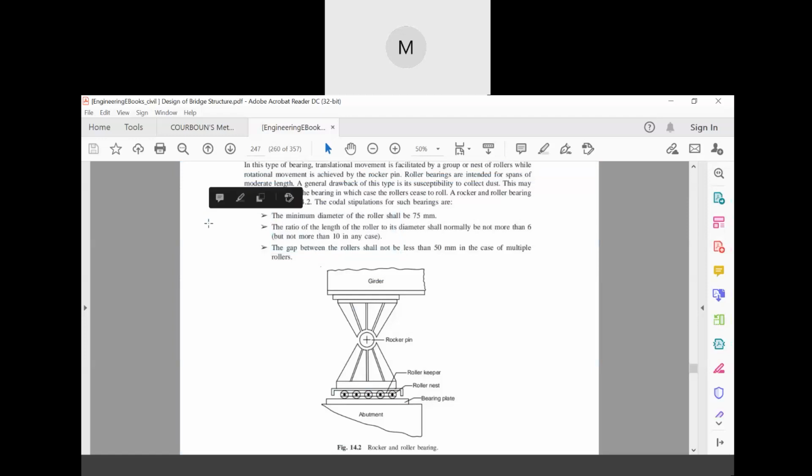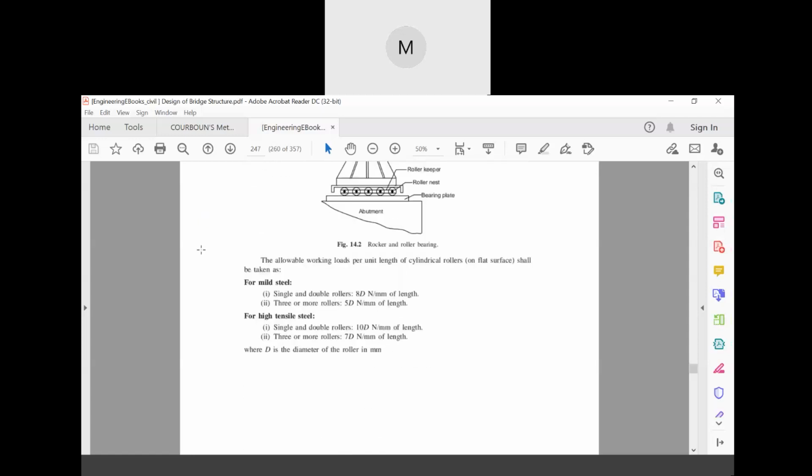The minimum diameter of the rocker or the roller shall be 75 mm. The ratio of length of roller to its diameter shall normally not be more than 6, but not more than 10 in any case. The gap between the rollers shall not be less than 50 mm in the case of multiple rollers. Okay. So these are the criteria.